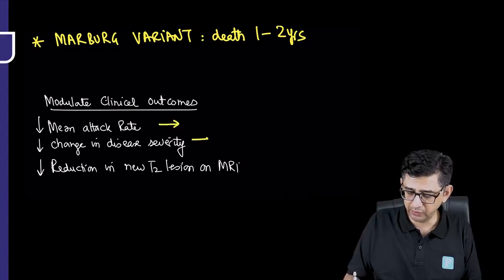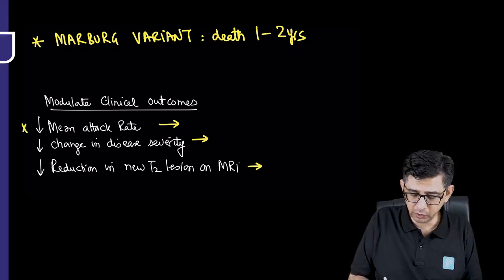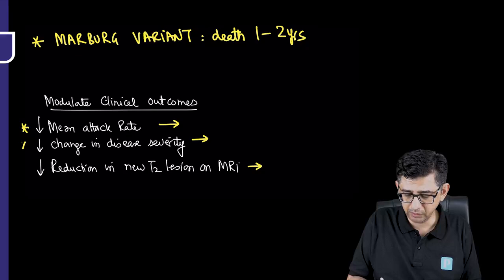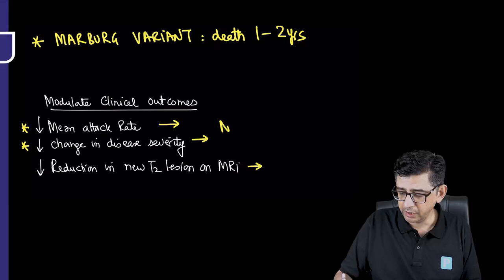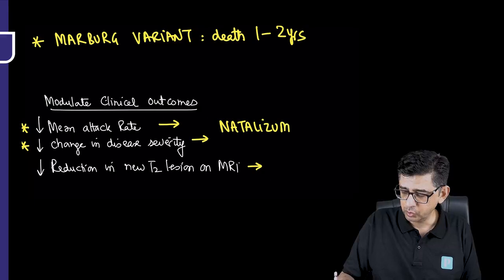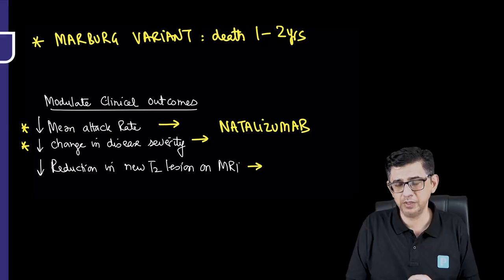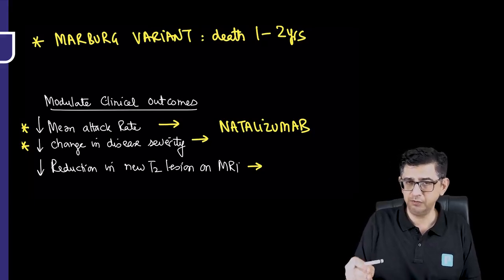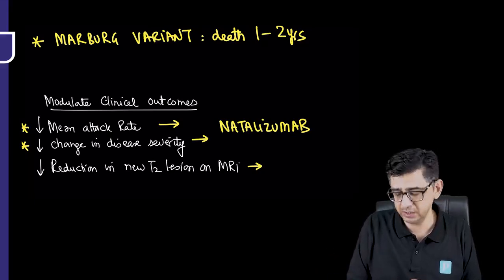We need to reduce the disease severity and reduce the new T2 lesions on an MRI. If the MCQ says what is the drug of choice to reduce the mean attack rate, or which drug causes a maximum change in the disease severity, then natalizumab is holding its position for, I would say, the last couple of years. Though we have had newer drugs available, natalizumab infusions on a monthly basis in JC virus antibody negative patients will decrease the mean attack rate as well as reduce the disease severity.